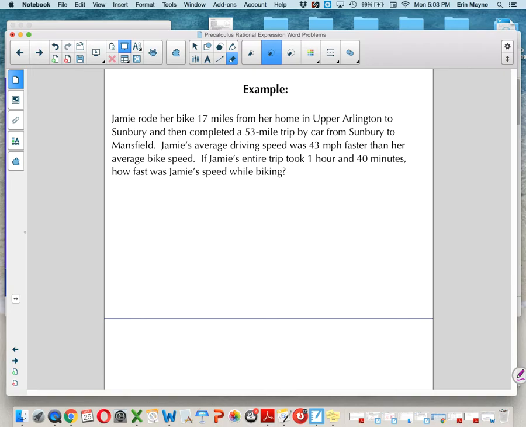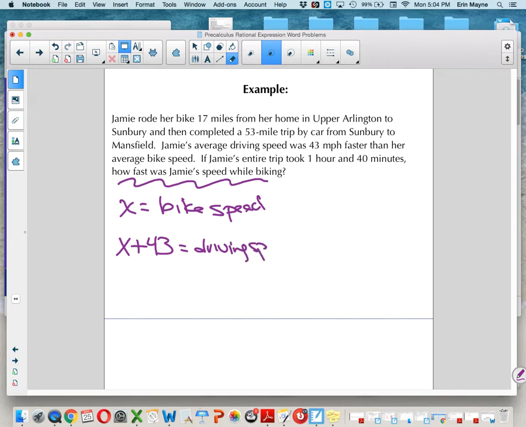The first thing that I want you to get in the habit of is going to that question and naming my variable. I know that my unknown that I'm going to try to find is Jamie's bike speed. And I do know one more idea, and that is that if I take my bike speed and add 43 miles per hour, I actually have Jamie's driving speed. And that's going to matter here in a minute.